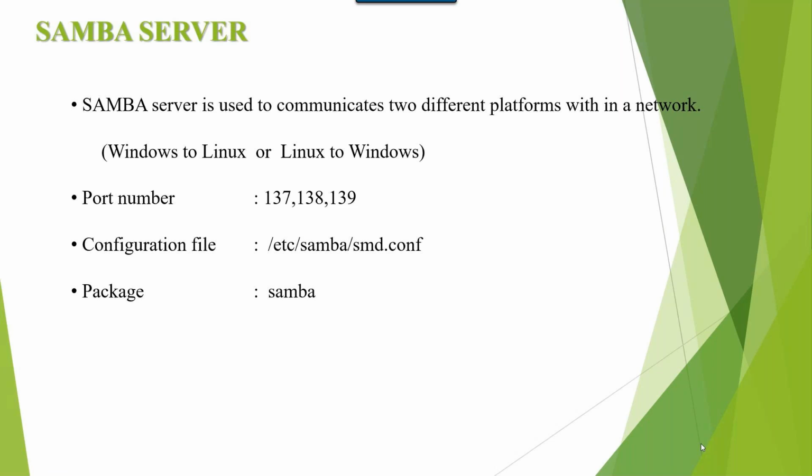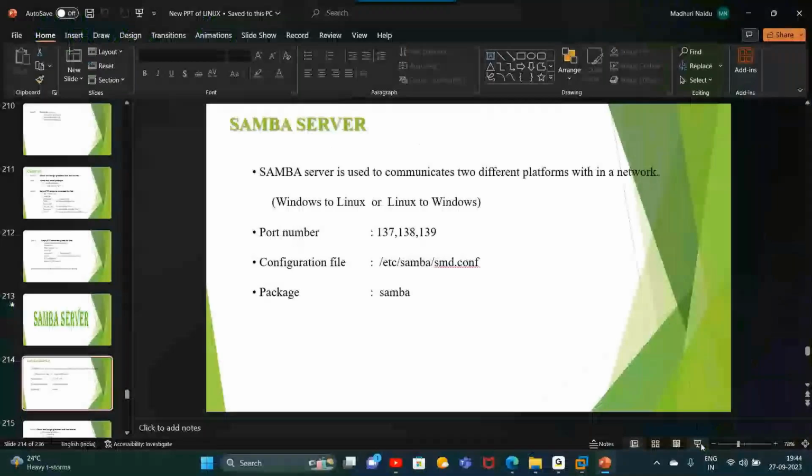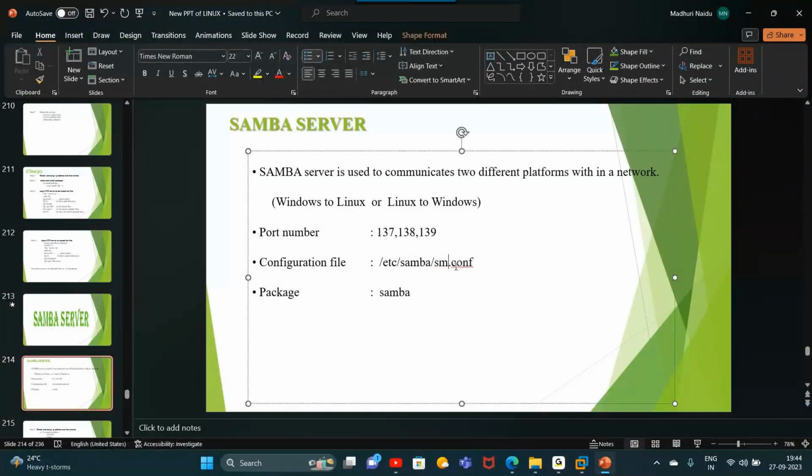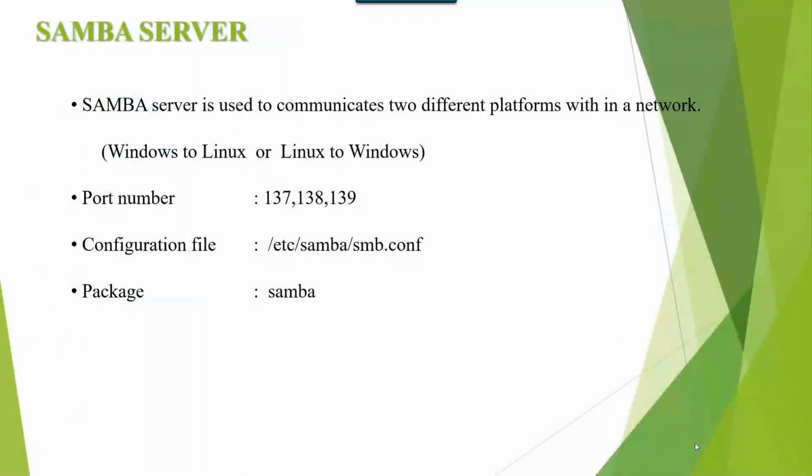So if you want to install Samba for sharing the data from one PC to another PC within a network, we go with Samba. The package to install is samba, and the configuration file to update is /etc/samba/smb.conf. This is SMB dot conf. And the port numbers for SAMBA are 137, 138, 139. The services to restart are two: SMB and NMB. Completed this.